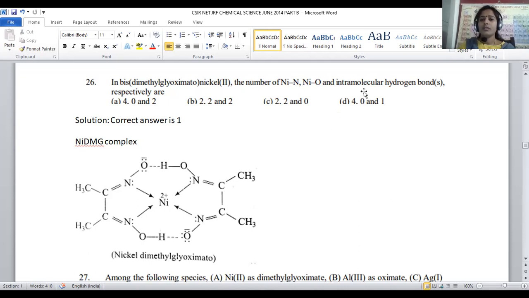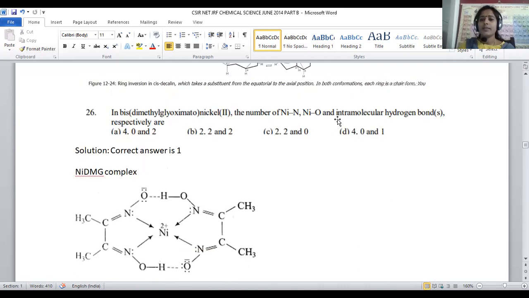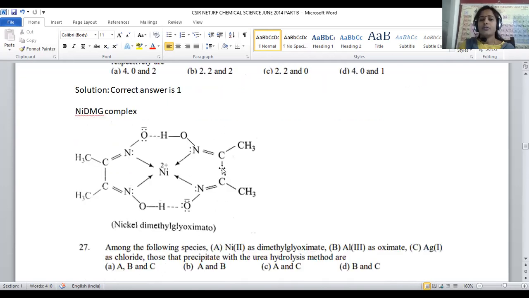So let us move on to the third question. They are asking about intramolecular hydrogen bonding. What is meant by intramolecular? What is meant by intermolecular? Intramolecular is nothing but within the molecule, if hydrogen bonding is possible, that is called intramolecular. If one molecule forms hydrogen bonding with any other outside molecule, that is called intermolecular hydrogen bonding.